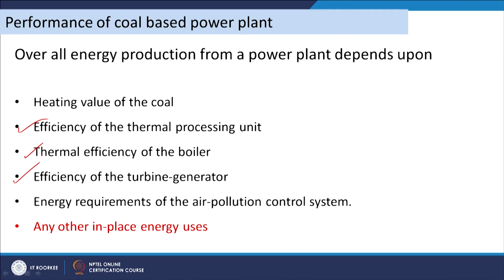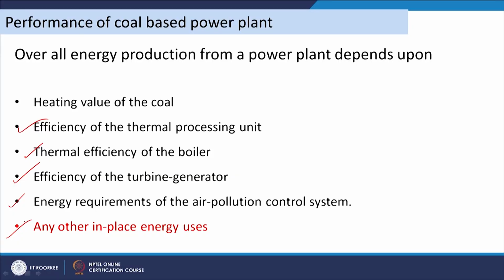Then the energy requirements of the air pollution control systems. As I have shown, after the heat recovery from the flue gas, it is allowed to go into the atmosphere as exhaust gas. So, at which temperature we are releasing this exhaust gas, and what type of fluids we are using for the heat exchanger purpose, all those things will influence the performance of the power plant or any other in-plant energy uses.